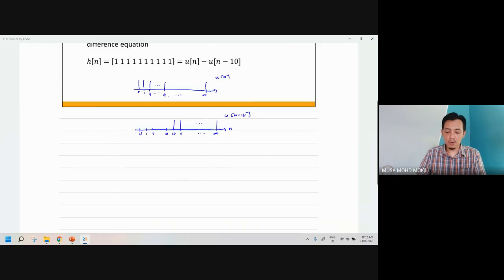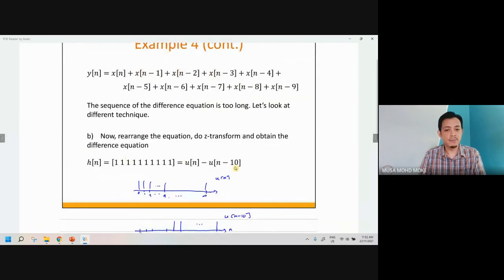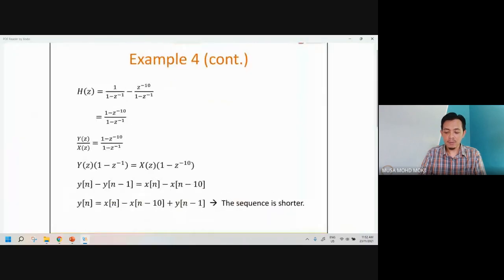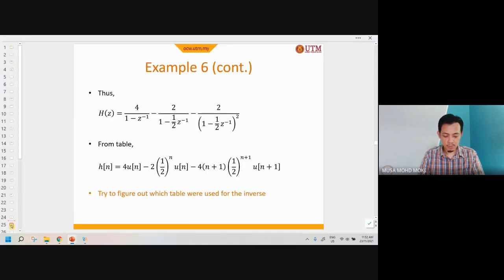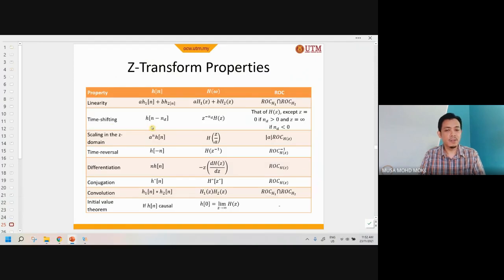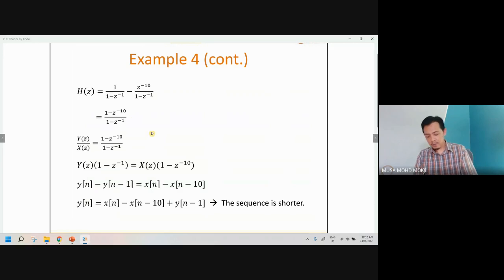This is just u[n], the same u[n], but delayed by 10. So when you delay by 10, you have this additional term. How many delay? Delayed by 10. So this is multiplied by z to the power of minus 10. This is also from our table: time shifting. Whenever you have a delay, you need to multiply by z to the power of minus that delay. Then we need to combine this, so this is 1 minus z to the power of minus 10 over 1 minus z to the power of minus 1. So we get this one.